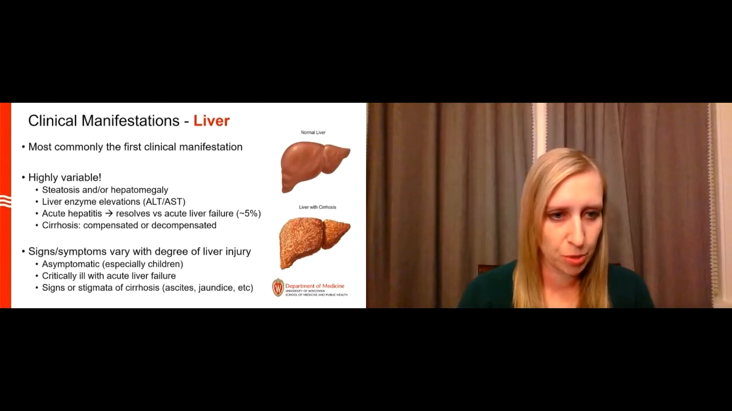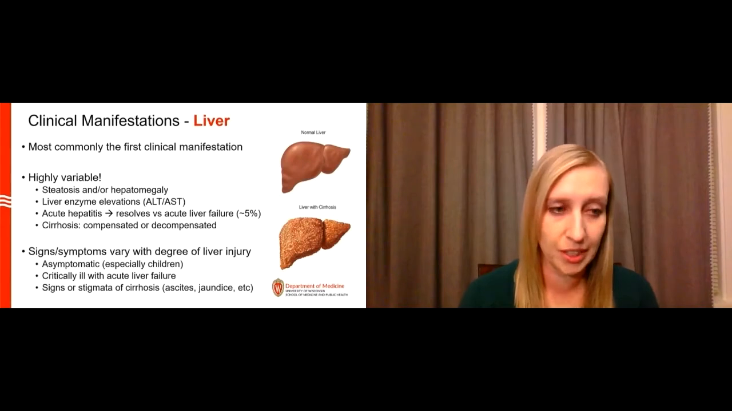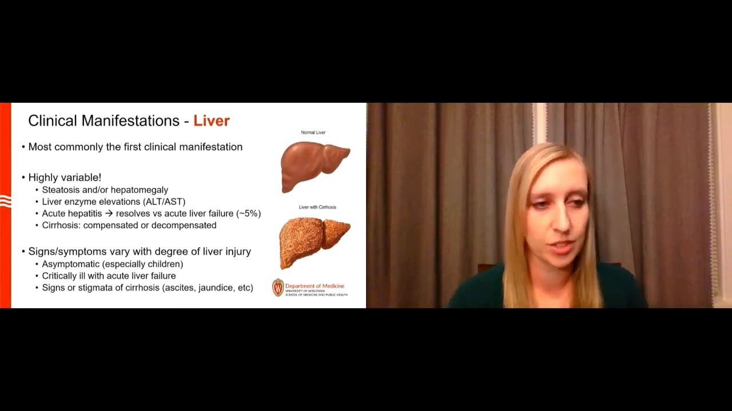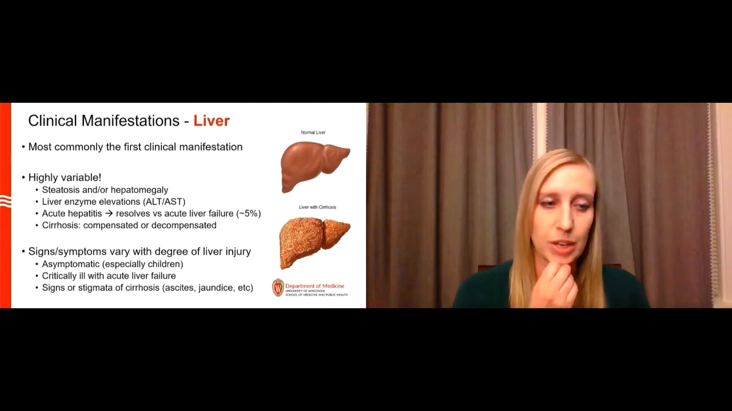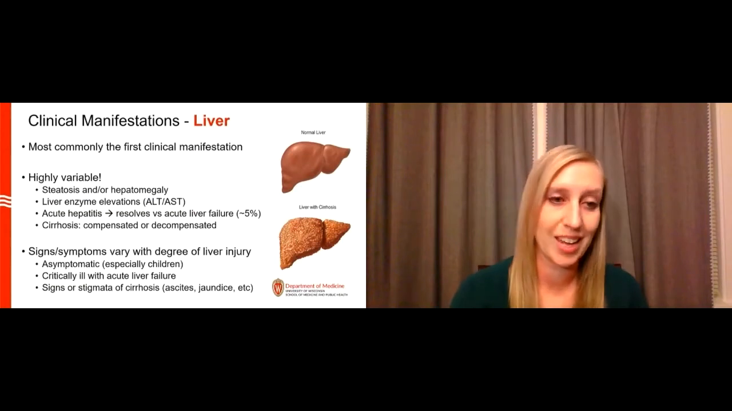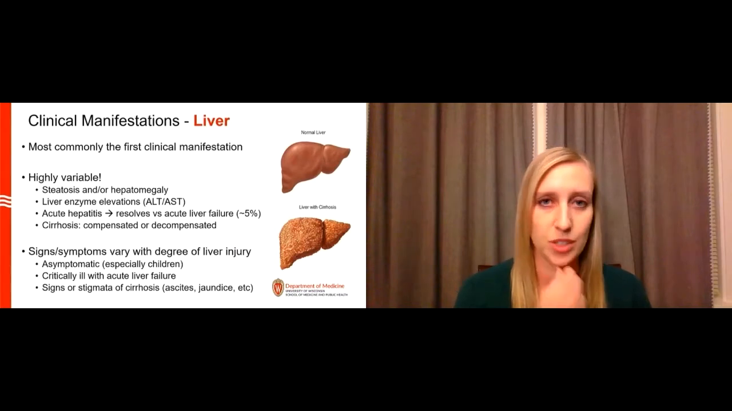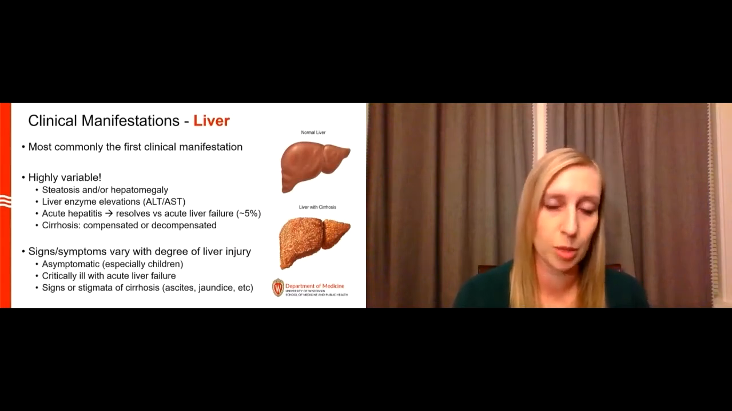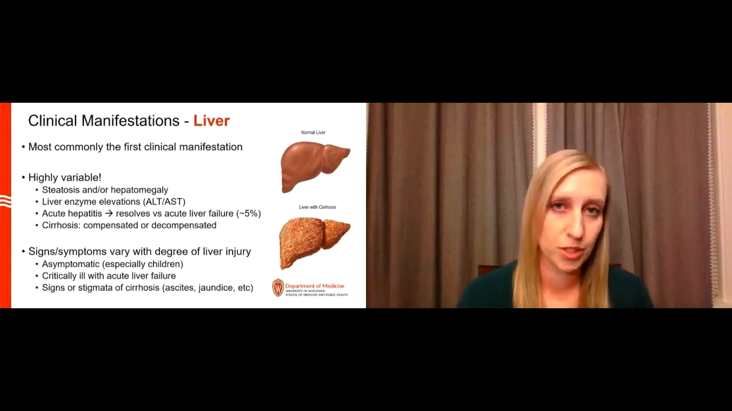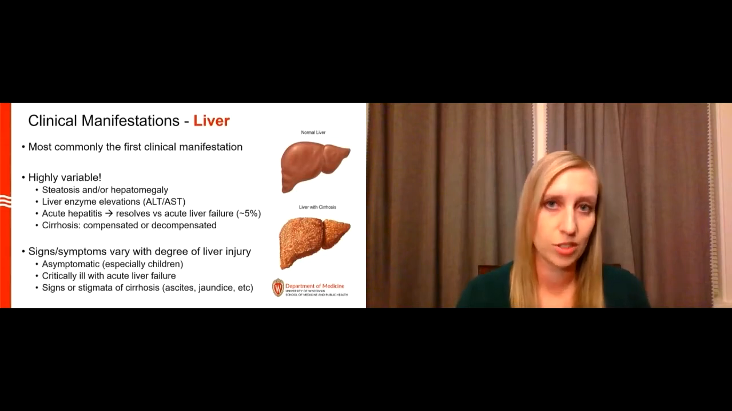So the major point here is that the liver manifestations of Wilson disease are highly variable. Patients can present simply having steatosis or fat within the liver. They can also present with mild liver enzyme elevations, which are usually predominantly ALT and AST. They can also present with signs of acute hepatitis, similar to someone presenting with an autoimmune hepatitis or viral hepatitis. And in some cases, the symptoms related to this can resolve, or it can develop into acute liver failure in approximately 5%. A good chunk of patients also present already having cirrhosis, which is advanced scarring of the liver.